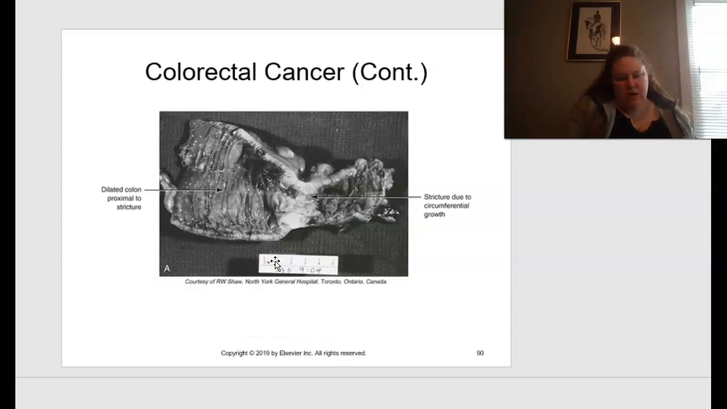This is a picture of colorectal cancer, and this is figure 17.38 in your book on page 477. This is the circumferential malignant growth, or the cancer, that's going to be obstructing the flow of fecal material, causing proximal dilation of the colon. So here you can see the colon's bigger, it's distended and dilated upstream to the obstruction. The obstruction is right here, and this structure is due to this circumferential growth, right? And so you can see it kind of backs up and causes a distension of that colon.